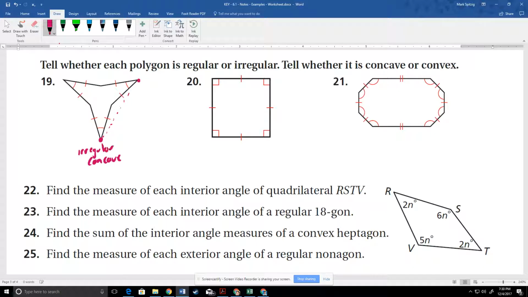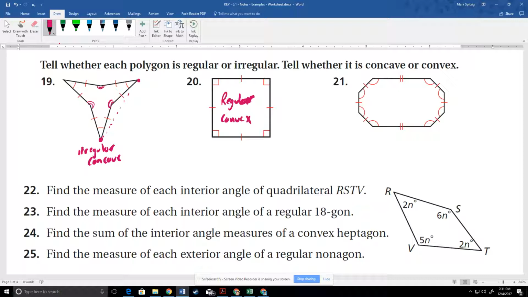Now, these are tricky because all the sides are marked the same, and these angles are marked the same, but it's these inside angles that are a doozy here. Okay. In this case, we have all congruent angles. We have all congruent sides. That looks regular to me. Not only that, but if we try to connect any of these vertices using diagonals, none of them goes outside the figure. So we're looking at a convex shape.